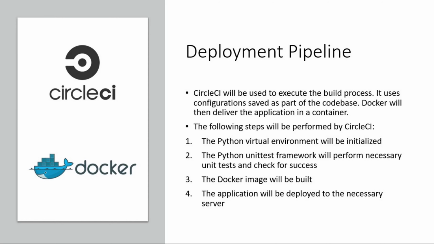The deployment pipeline will utilize CircleCI, Docker, and the Python unit test framework. CircleCI will be used to execute the build process. It uses configurations saved as part of the codebase. Docker will then deliver the application in a container. The following steps will be performed by CircleCI. The Python virtual environment will be initialized. The Python unit test framework will perform necessary unit tests and check for success. The Docker image will be built. And finally, the application will be deployed to the necessary server.